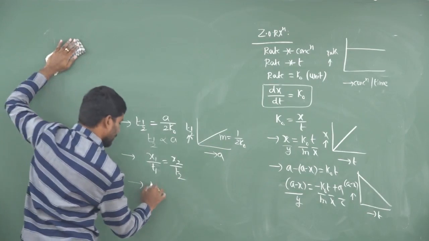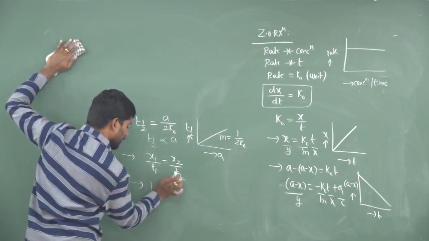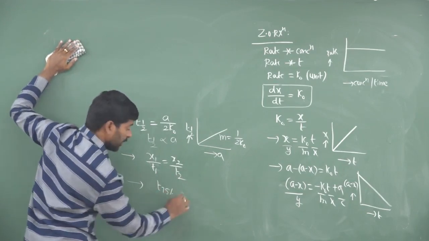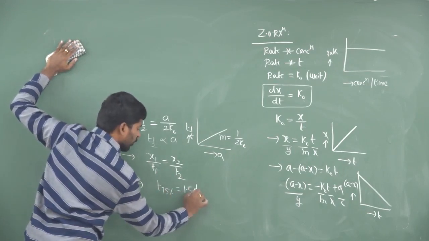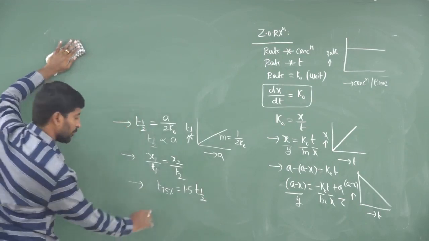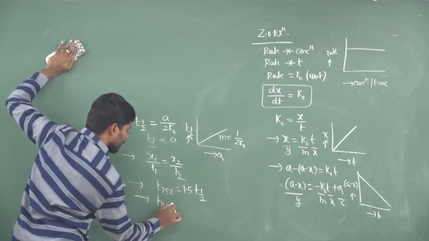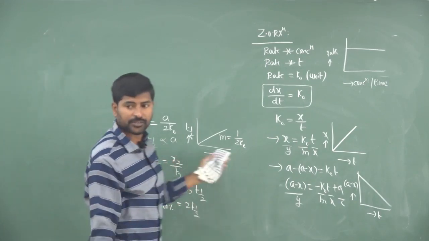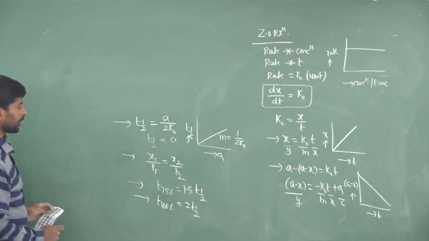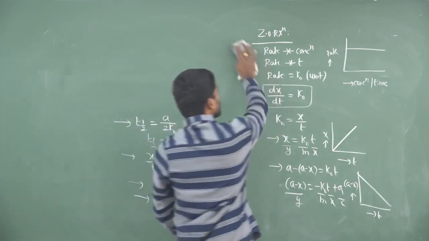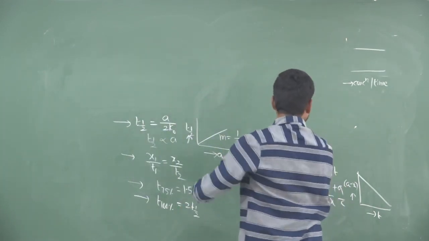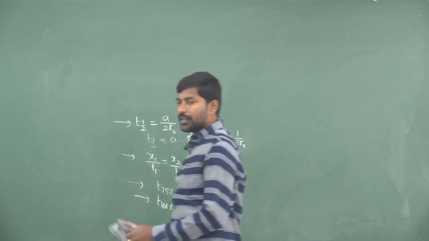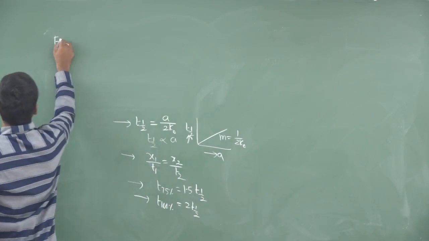Okay, within 1.5 half lives, how much percentage of reaction will be completed? 75% of the reaction completed. So to complete 75% of the reaction, how many half lives are required? 1.5 half lives. To complete 100% reaction, 2 half lives are required. So within 2 half lives, 100% reaction will be completed. Zero order reaction done. Now first order reaction.